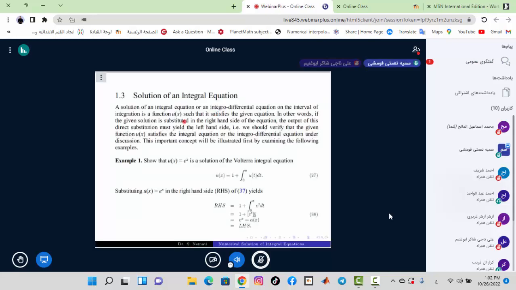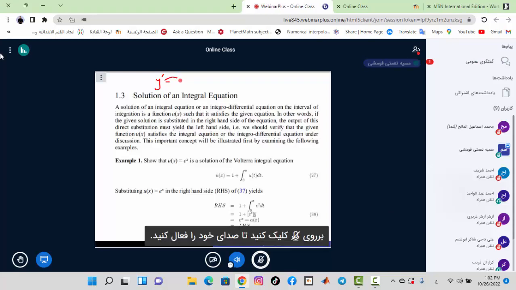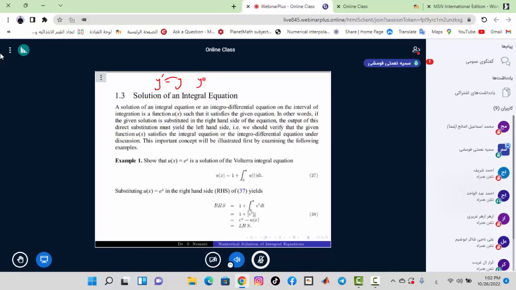Okay, let's go to the discussion of solution of an integral equation. You know that for differential equations, for example, when you say y prime is equal to y with initial condition, for example, y of 0 equals 1.